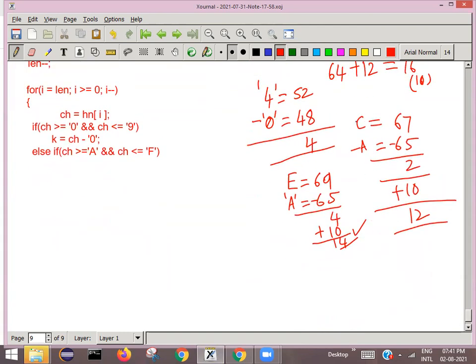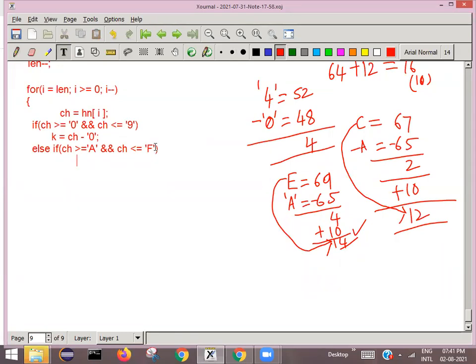Whenever I get a capital C, I am converting that into the number 12. Whenever I get capital E, I am converting that into the number 14, so that I can multiply this with the powers of 16. So how to do this in programming? Just see here. I'll implement the same logic here. If ch contains a character A to F, then I have to say ch minus capital A.